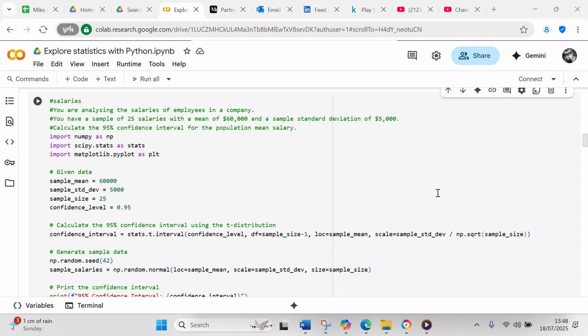So we're going to generate the sample data, and the first thing that we're going to do is set our seed, and we do that so every time you run the program, it will start out with the same initialized values. So np.random.seed, and you can put any number you want within the brackets, although I put 42 in there. So sample_salaries equals np.random.normal, loc equals sample mean, scale equals sample standard deviation, comma, size equals sample size.